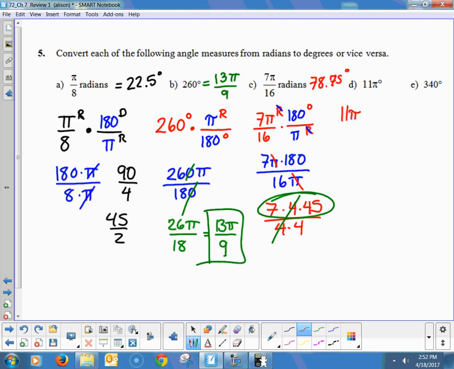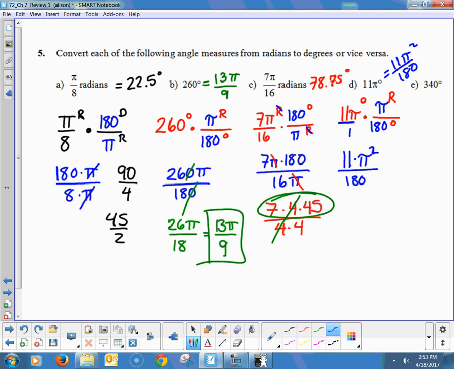I have 11 pi degrees, and I want to multiply by conversion, and that conversion needs to be radians over degrees. Well, I happen to know that pi radians is 180 degrees. And if I multiply straight across the top, what I get is 11 times pi times pi, 11 pi squared over 180. You could actually leave your answer like that. You could say it's 11 pi squared over 180.